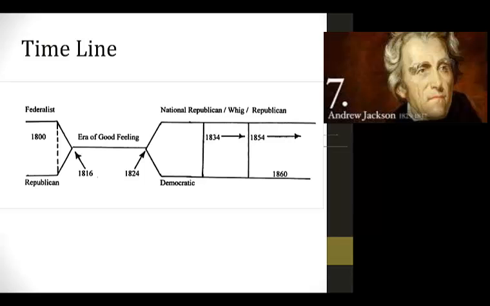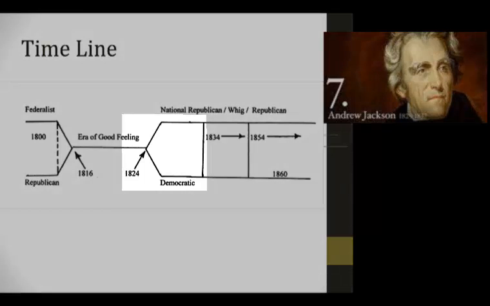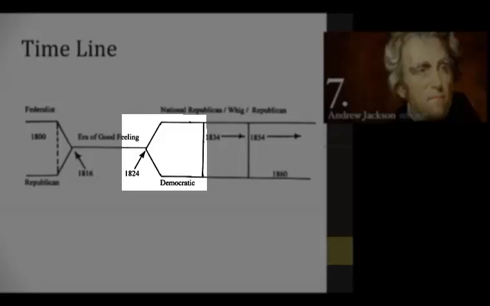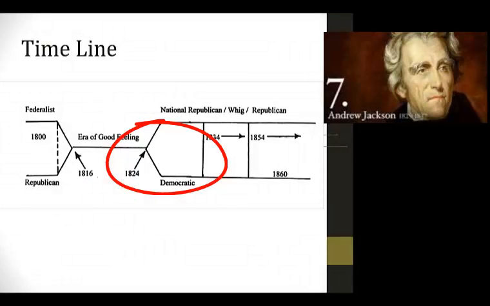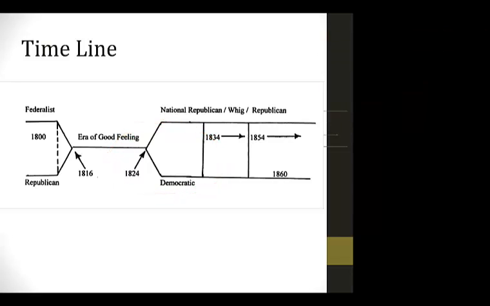What's most significant about Jackson and this time period is that it is the founding of the Democratic Party. So what's going to happen here is we're going to leave the Era of Good Feeling. We're going to see the rise of the Democratic Party, and then we're going to see the beginning of the Whig Party. So we'll see the second coming of the two-party system.